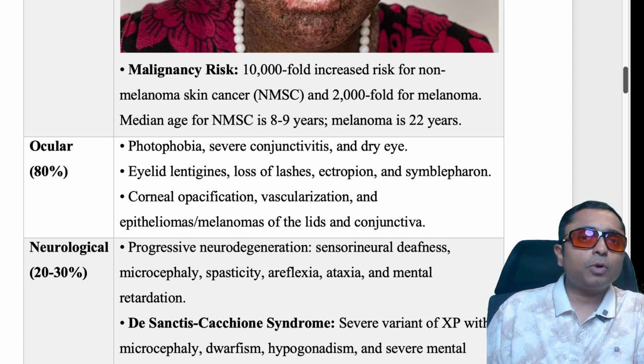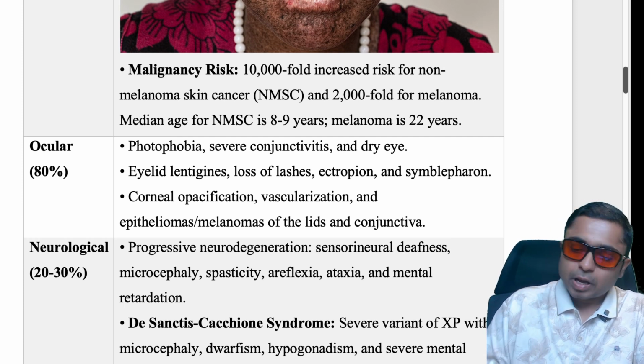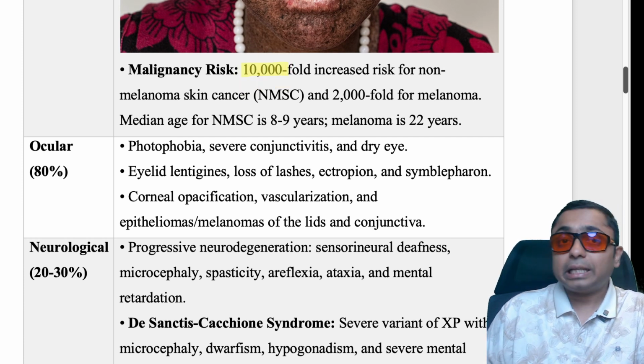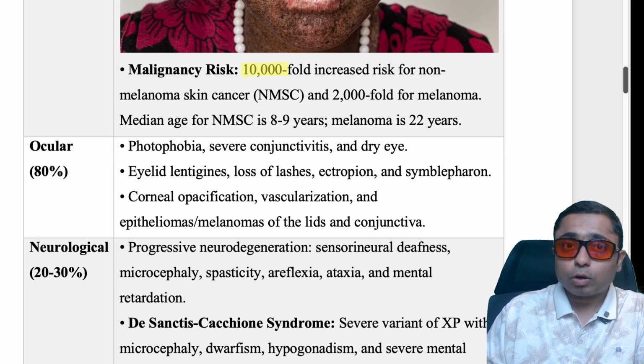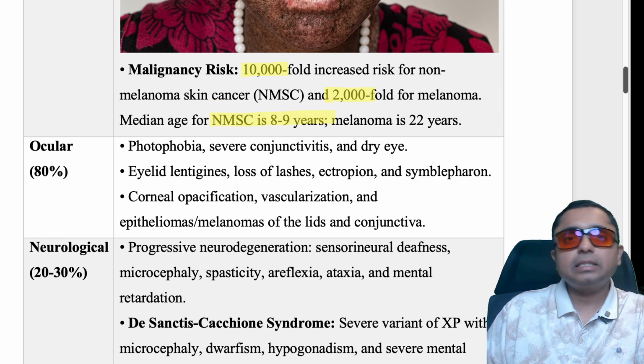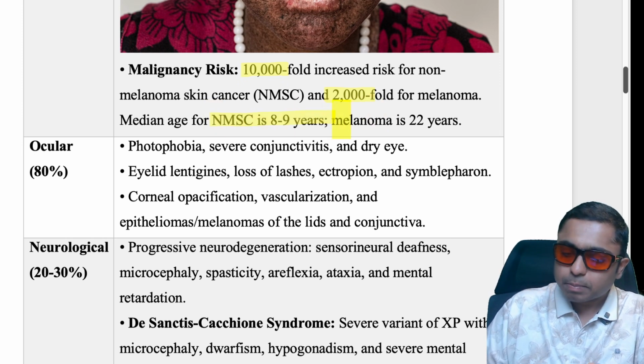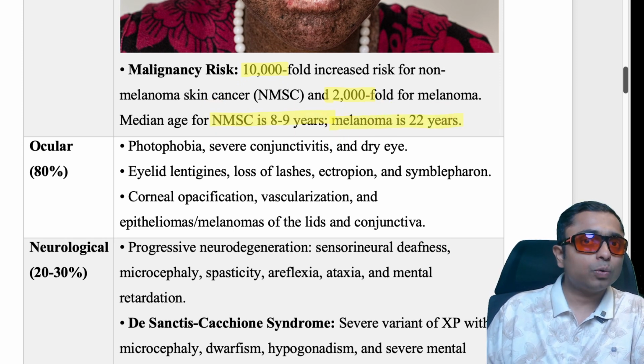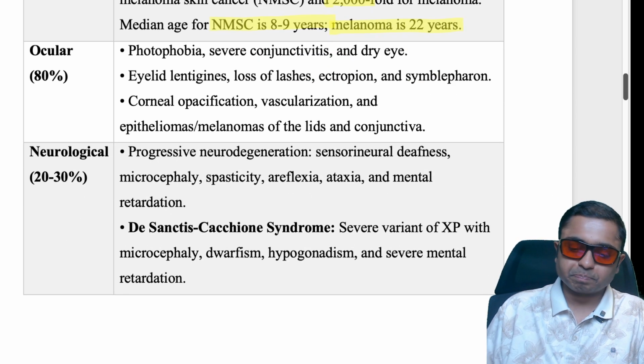And this is the most important part, the carcinogenesis part. These individuals are going to have a 10,000 fold risk of non-melanoma skin cancer and 2000 times risk of melanoma. And what is the age group? NMSC is seen in 8 to 9 years, whereas melanoma is common in 22 years. There is a median age of occurrence of these malignancies.